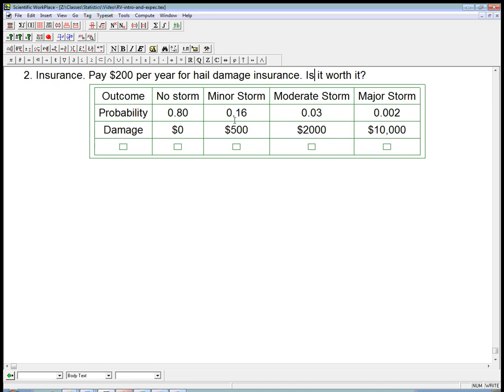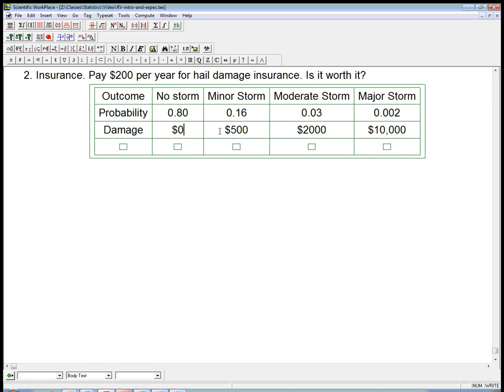Here's a problem where the probabilities are not set in stone like they are with a gambling game. But let's suppose, if you look at the historical record, in any particular year, there's an 80% probability of no storm damage, no hailstorm bad enough to damage your house. 16% probability that there will be $500 worth of damage. 3% probability that there will be $2,000 worth of damage, and 2 out of 1,000, 0.2% or 0.002 probability there'll be $10,000 worth of damage.